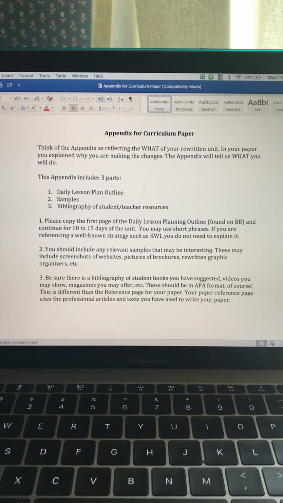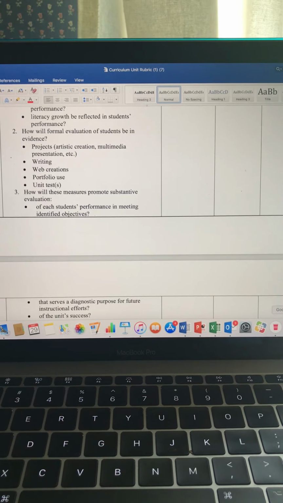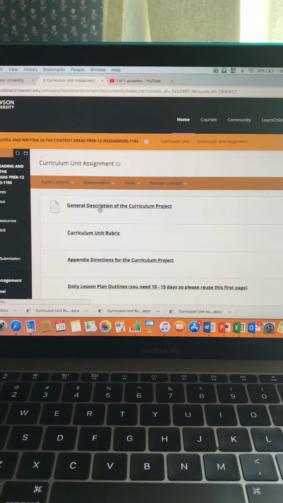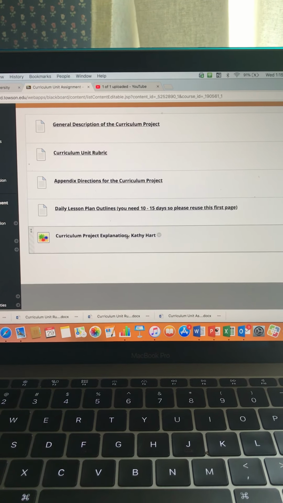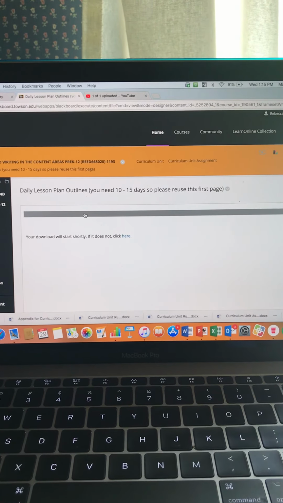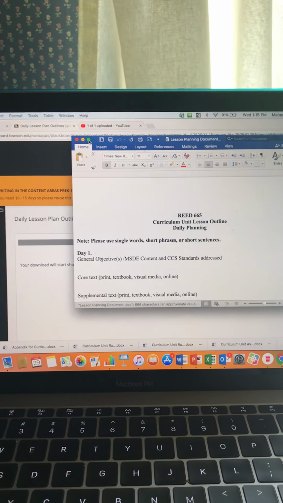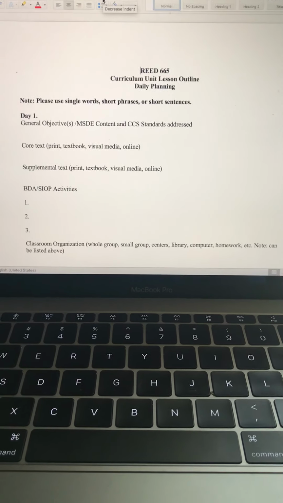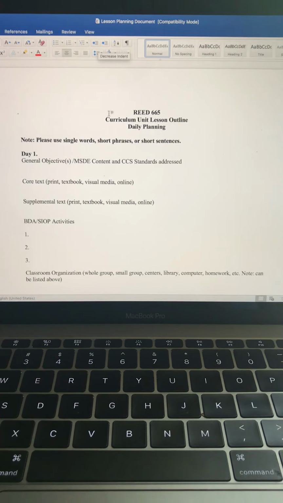Let me see if I can, going back, see what I mean? I have to click on everything. Okay, so I am going to go through them with the daily lesson plans. That's another difference between the curriculum unit and the case study: you do have to have 10 to 15 days worth of daily lesson plans.